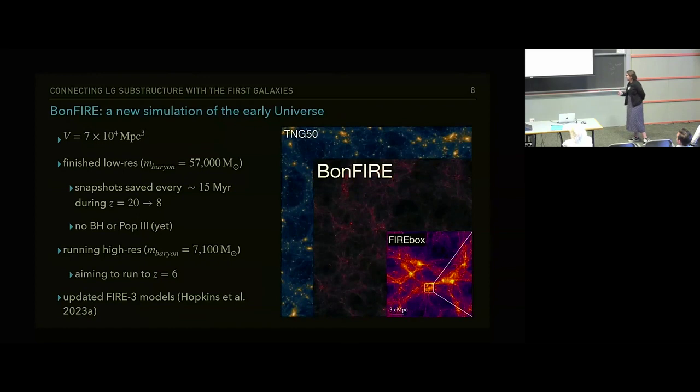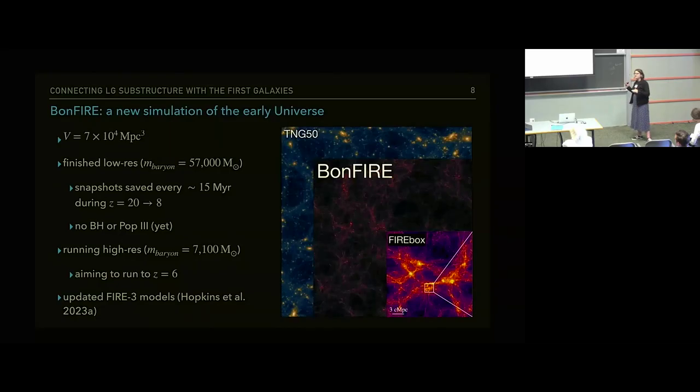I've only got a low resolution version so far, but that's still pretty good resolution in terms of a large volume galaxy formation simulation. We can talk about the details of FIRE-3 updates later, but the net effect is that we have better cooling and star formation prescriptions in the early universe where we're interested in looking at these things. And why do we need a large box to do this?